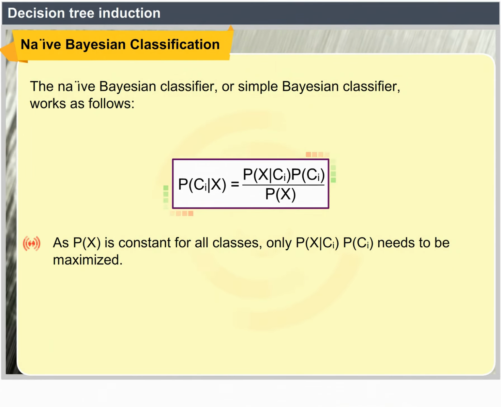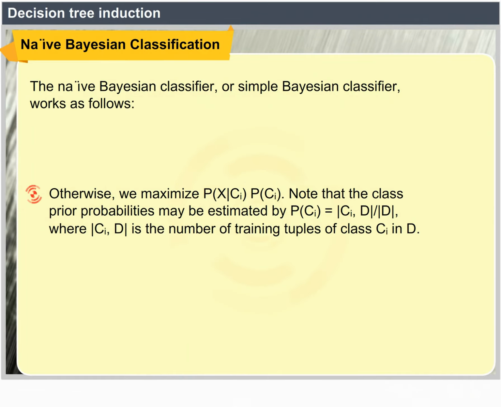If the class prior probabilities are not known, then it is commonly assumed that the classes are equally likely. That is, P(C1) equals P(C2), up to P(Cm), and we would therefore maximize P(X|Ci). Otherwise, we maximize P(X|Ci) times P(Ci). Note that the class prior probabilities may be estimated by P(Ci) equals |Ci,D| divided by |D|, where |Ci,D| is the number of training tuples of class Ci in D.